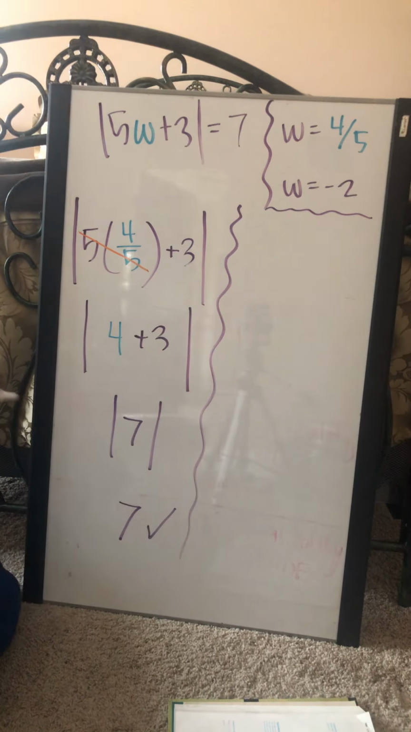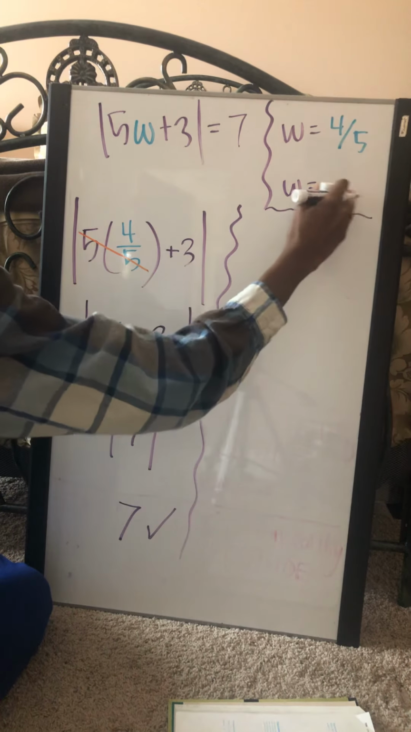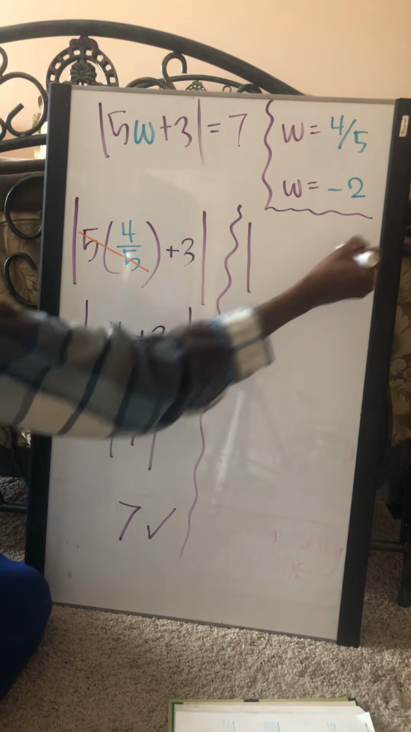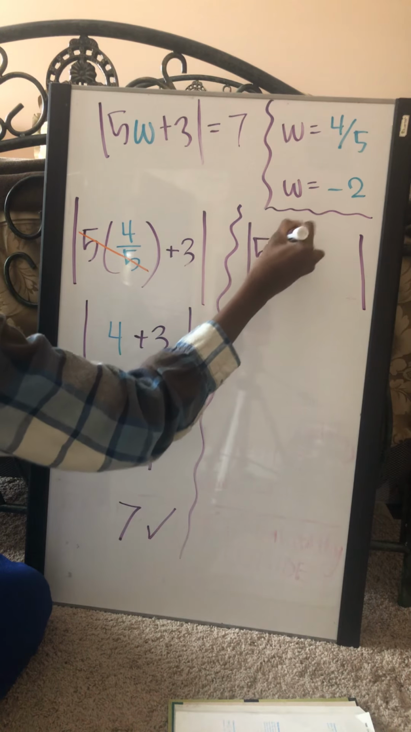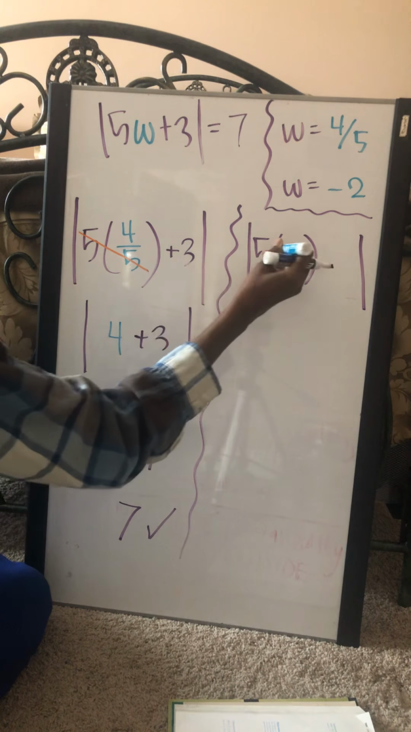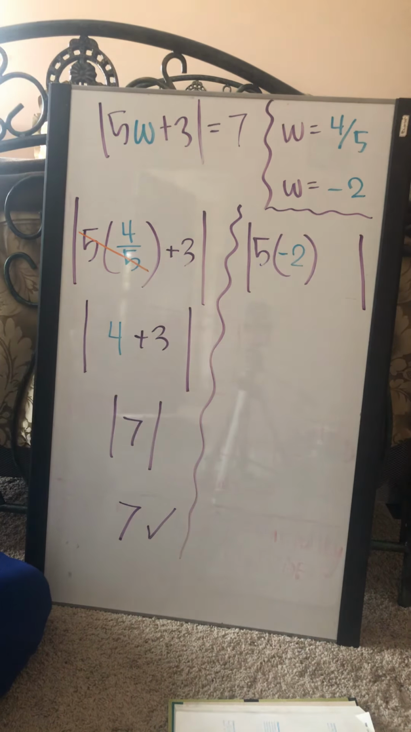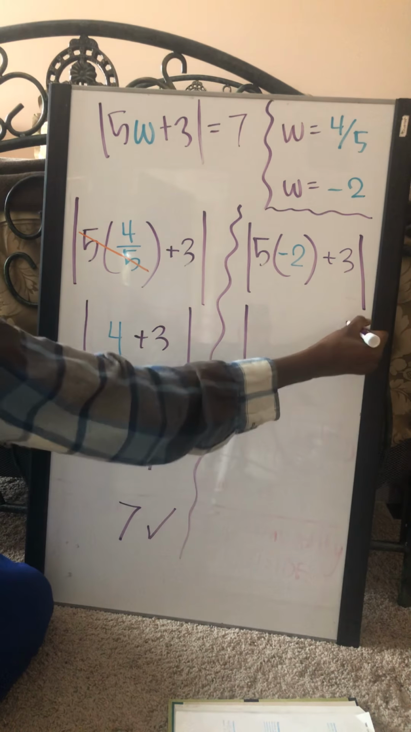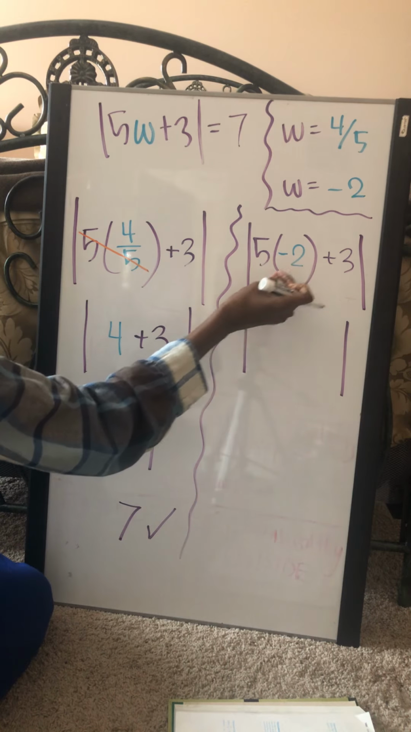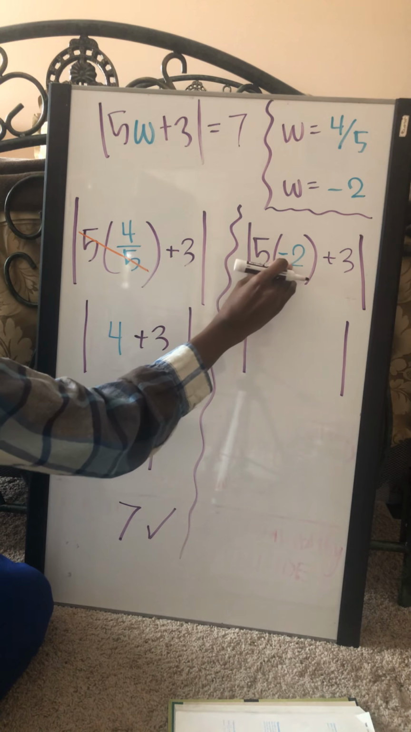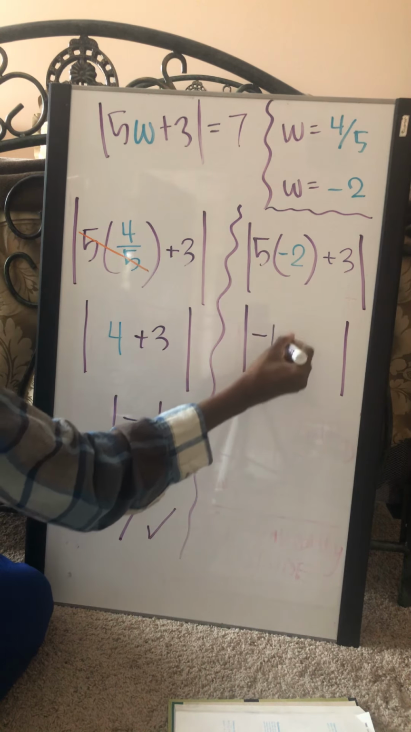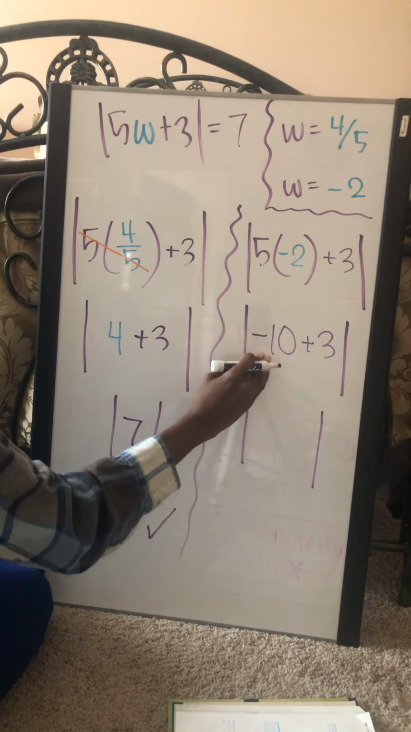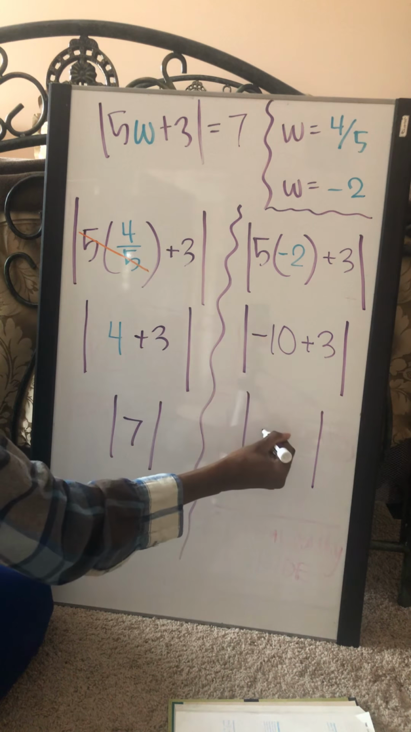And now, if we were to check the other one that we got, which was negative 2, we'll do the same thing. So we have our absolute value, we have 5, we're about to plug in, so we use parentheses, we plug in this negative 2, and then we say plus 3. And then we go about solving this, okay? Pluses and minuses separate your parts. First you combine all your other parts, so we do 5 and negative 2 first. We get negative 10 plus 3, put our absolute value back. Negative 10 plus 3 gives us negative 7.